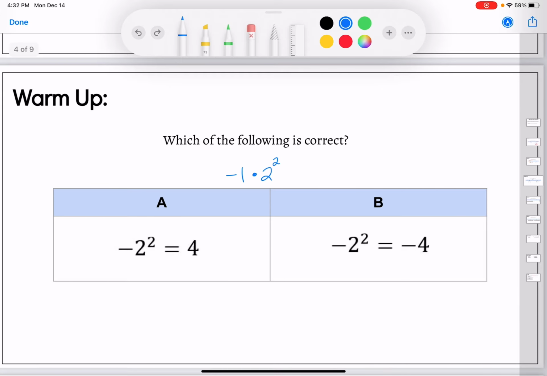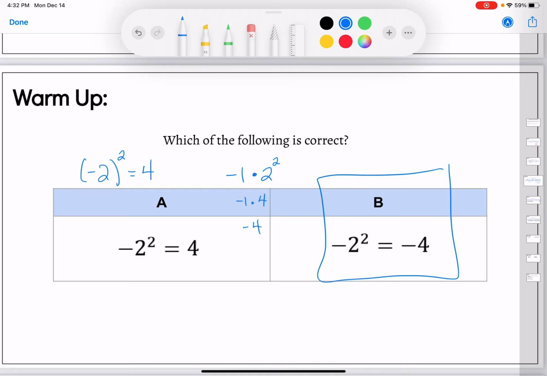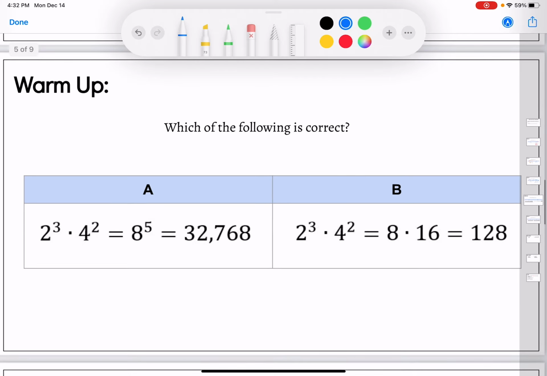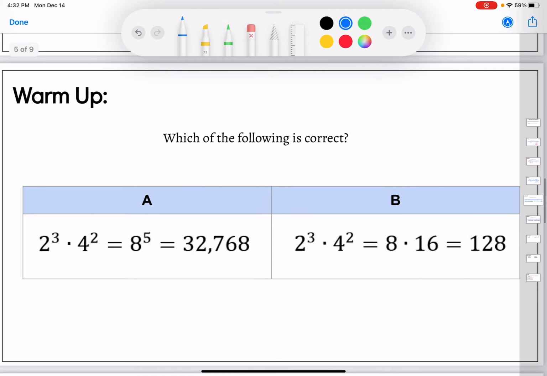So be careful. If this was -2 in parentheses to the second power, that answer would be +4. But here, this is really -1 times 2 to the second. -1 times 4 gives me -4. So B was the correct answer on this one, but that was really tricky. But that's why parentheses are so important. So be careful.